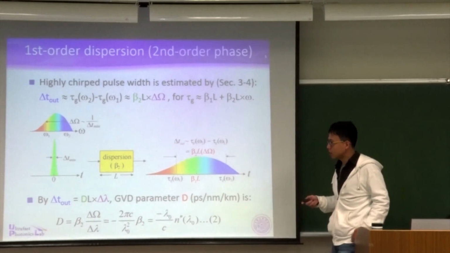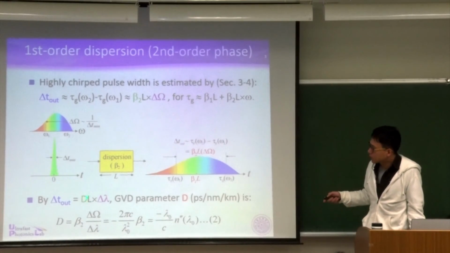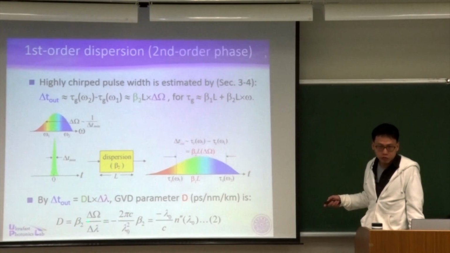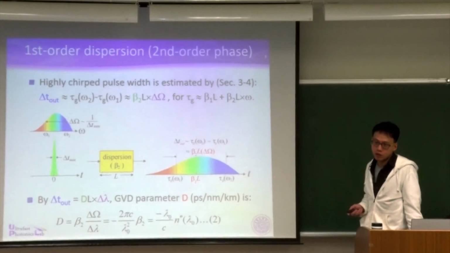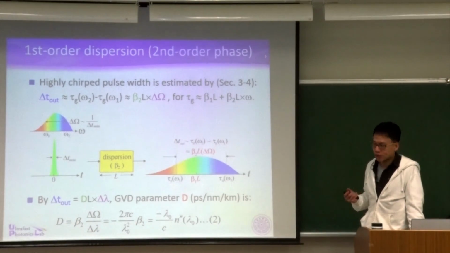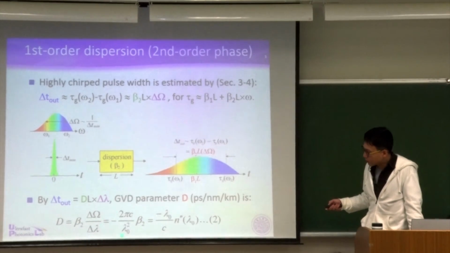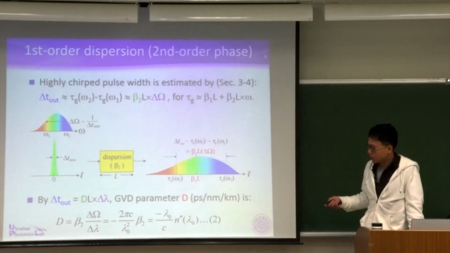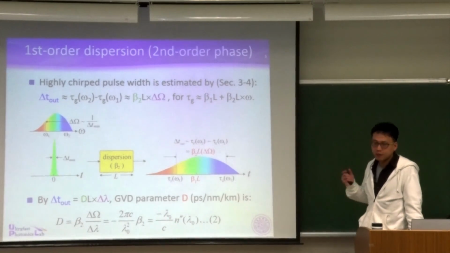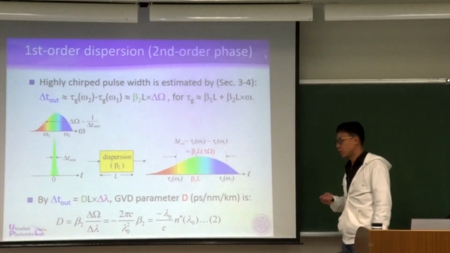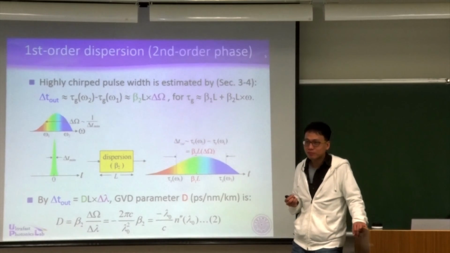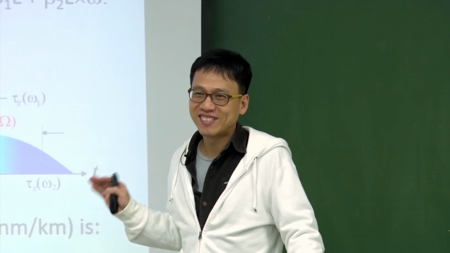Okay? And then you can equate these two formulas. You can find the relation between big D and beta 2, which differ by a ratio, delta big omega over delta lambda. But the relation is fixed, so you can derive this formula or this one if you substitute the formula of beta 2 from the previous slide. You get equation 2. Okay. We will use equation 2 in the future. Okay. So, any questions?